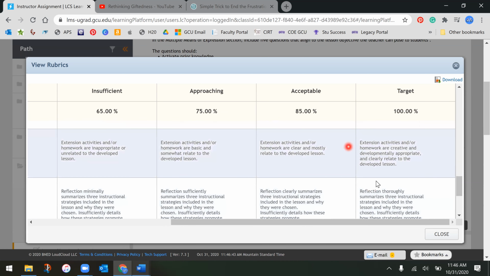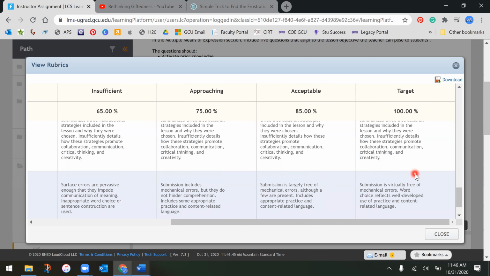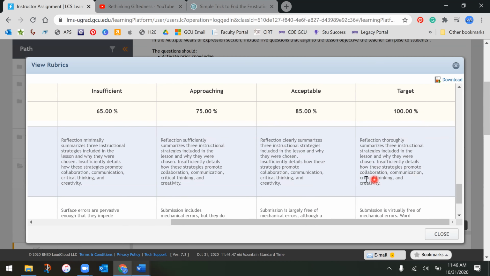Then we have an area for our extension activities, and then your reflection, where you're talking about communication, collaboration, critical thinking, and creativity. And then finally, our mechanics. So this is how you'll be graded on this assignment.